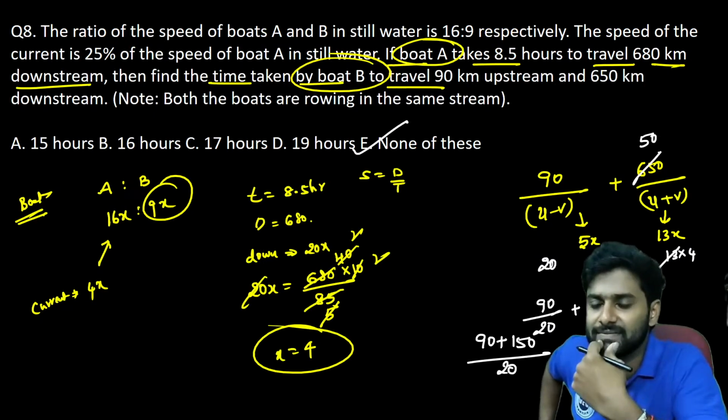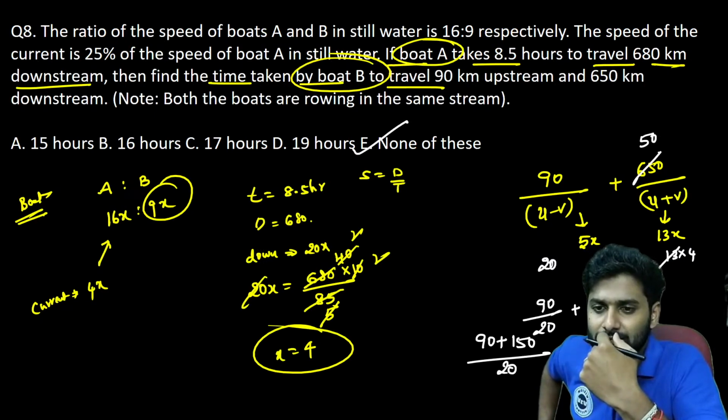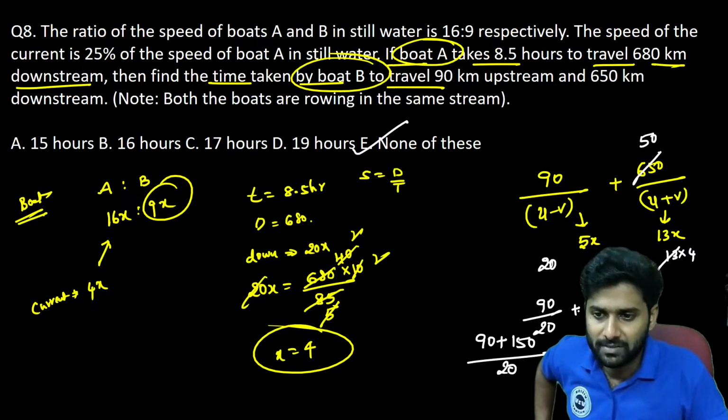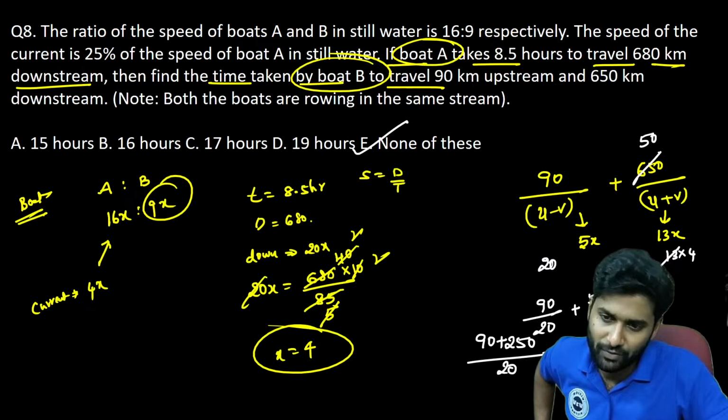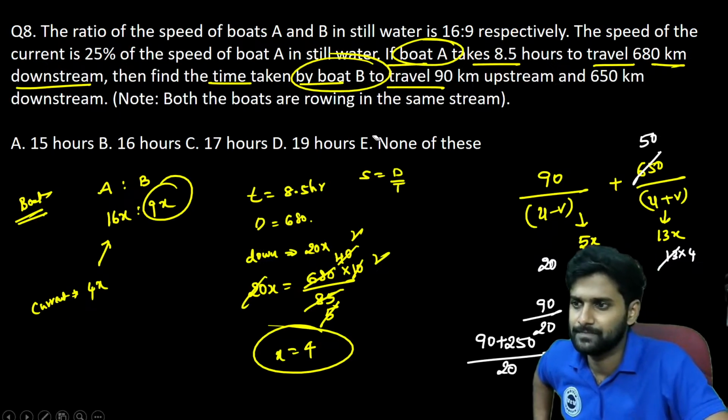Is it clear, guys? Give me a second. I made a mistake in the calculation. So 5 fives is 25, 250 plus 90 is exactly equal to 340 by 20. It takes 17 hours. It's a 70.